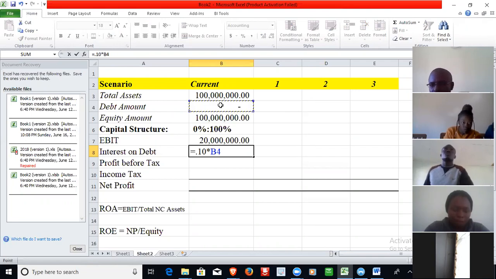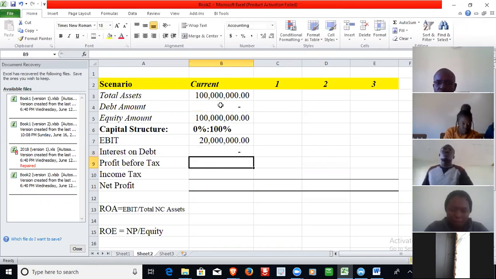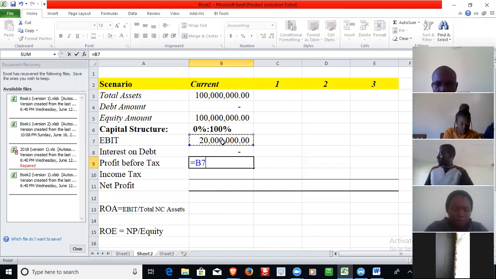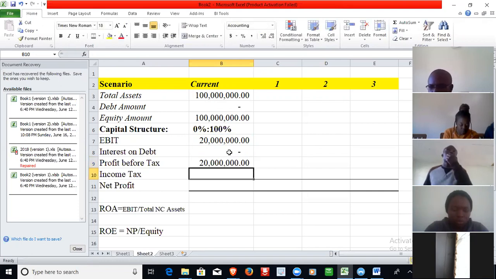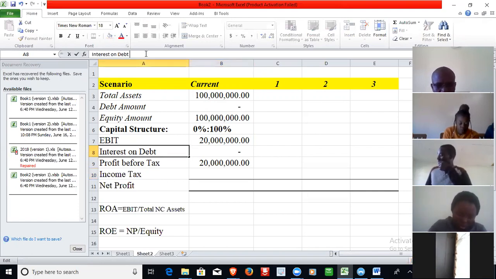By the debt amount. So therefore, in this instance, our interest on debt is going to be 0. Then our profit before tax, earnings before interest and taxes minus interest on debt, is still going to remain at 20 million. Then our income tax, interest on debt, we are told it's 10%.